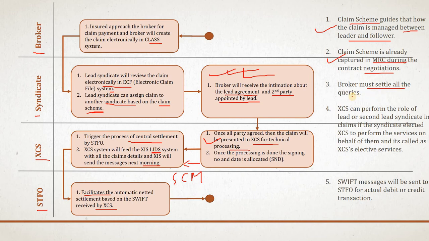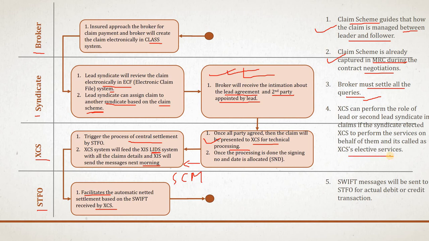Broker must settle all the queries because he is playing the central role. He must be settling all the queries so that the claim can be resolved as soon as possible. The XIS can perform the role of lead or second lead syndicate in a claim if the syndicate elects XCS to perform the services on behalf of them, and it's called an XCS elective service.